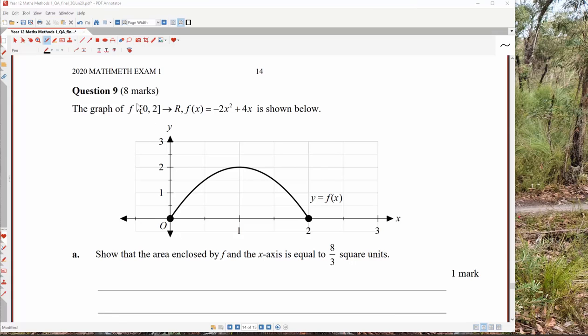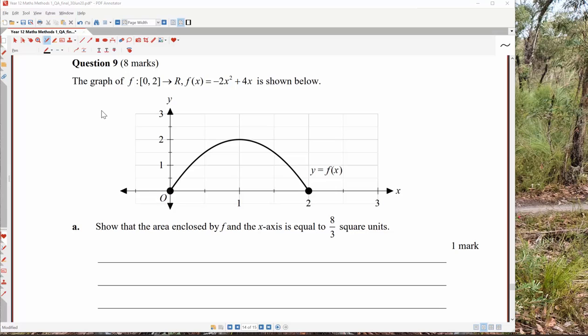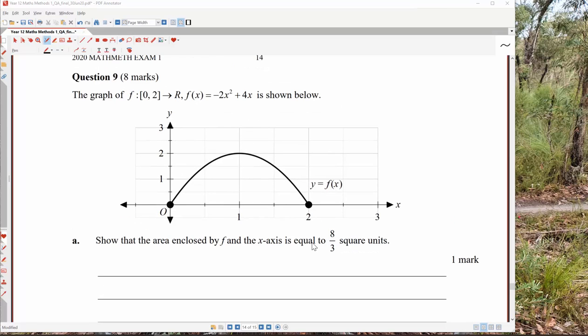Okay, this is question 9 from Insight 2020. So let's have a look at the lead-up questions to what is a fairly difficult final problem. So we've got this parabola here. Show that the area enclosed by f and the x-axis is that. Sure.